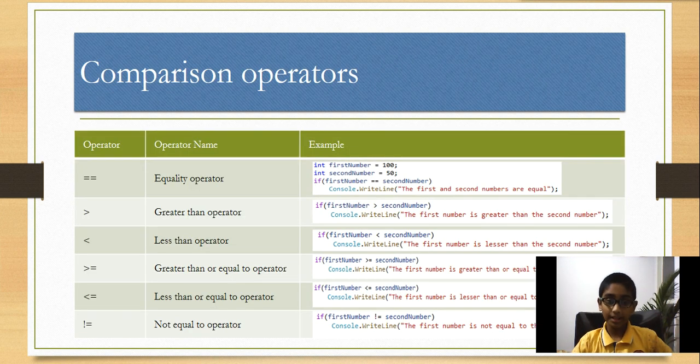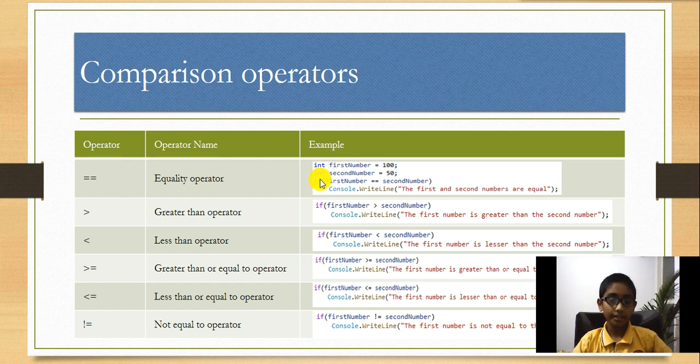First, I'm going to talk about comparison operators. The first comparison operator I'm going to talk about is the equality operator. You can use the equality operator with the double equal sign. Let's try to understand the equality operator with an example.